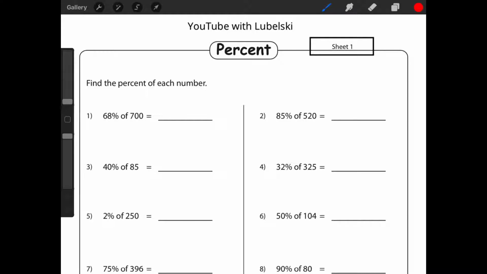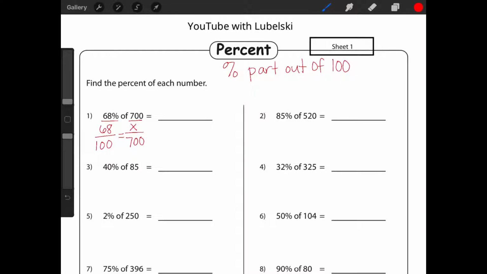Today we're going to do percent. On this page, we're going to find the percent of each number. Follow along as we set this up. A percent is a part out of 100. So to find 68% of 700, I want to know if 68 out of 100 is 68%, then how much is it if I have 700?